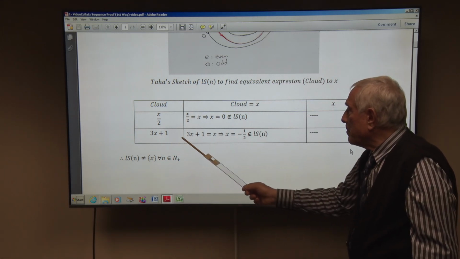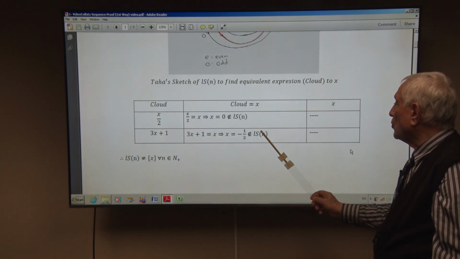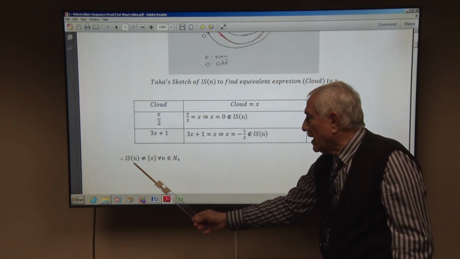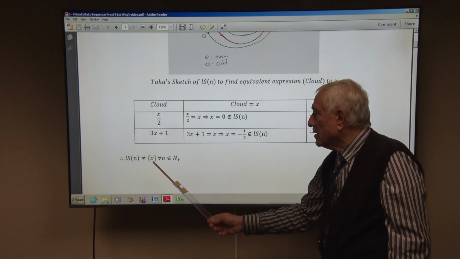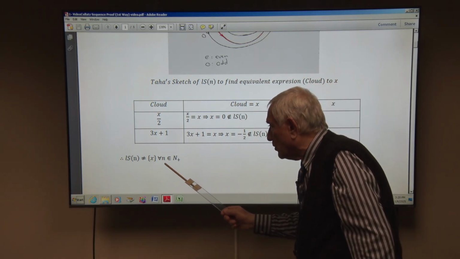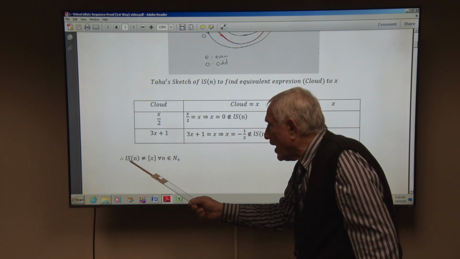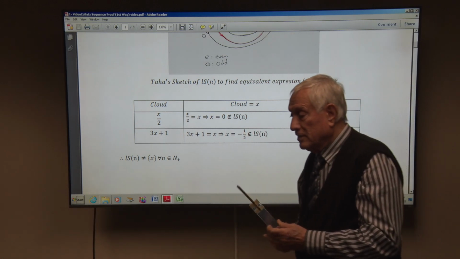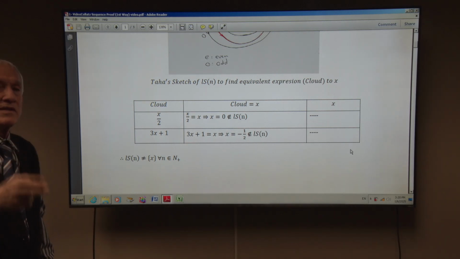The second cloud equal to x, and the x value became negative half, which also does not belong to the loop. Therefore, the loop of S(n) is not equal to a set with one element, for the entire natural numbers. This n is not x; n could be 5, a trillion, a million, we don't know. No number in the natural numbers is going to give me a loop with one element. Is this clear? After that, I have to go and study a loop with 2 elements.